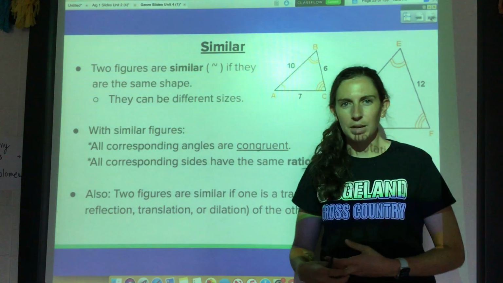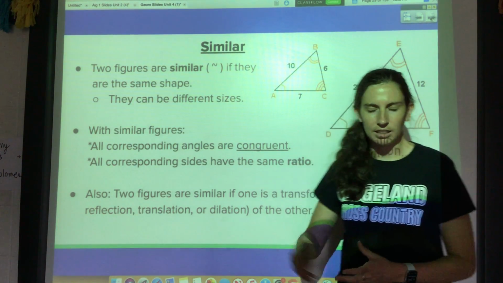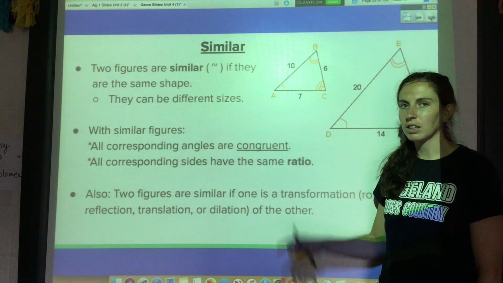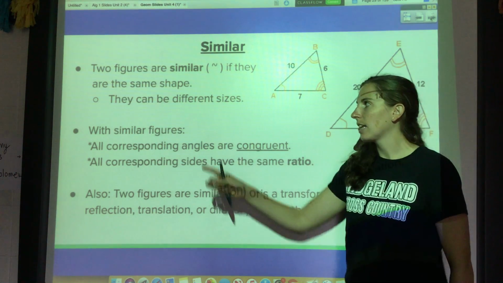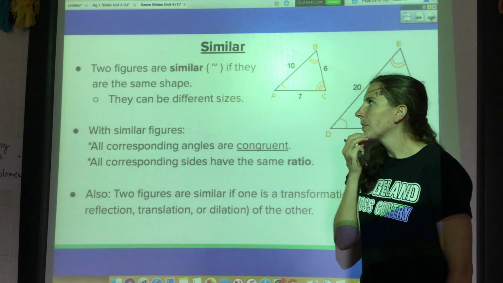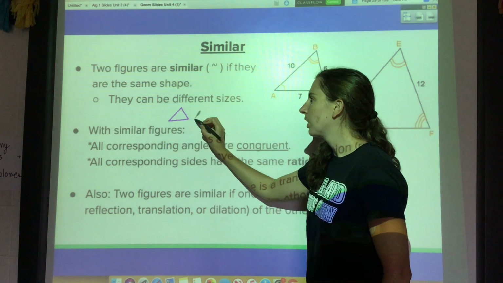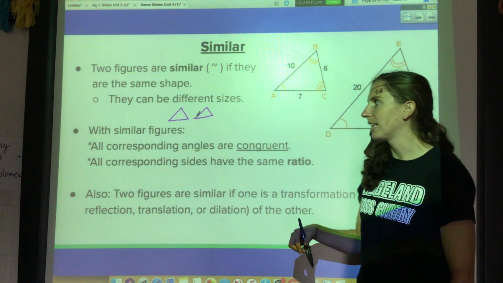So this video is about what we call similar figures. It's figures or shapes or anything that are similar. Like they're kind of the same, but not exactly. Meaning they are the same shape, but they might be different sizes. If they are the same size, we call those congruent, and we'll get to that.